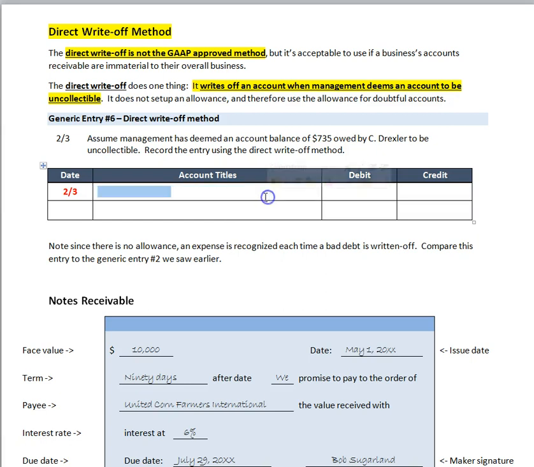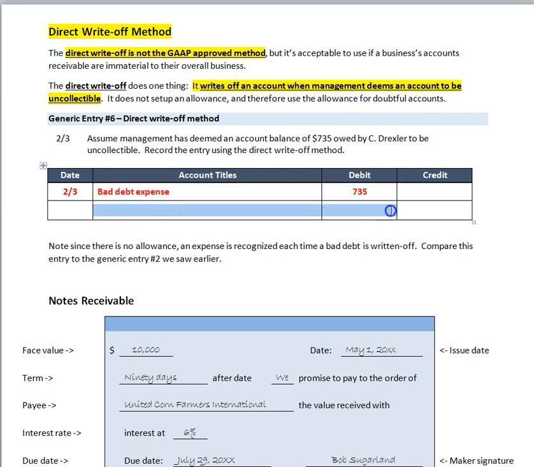Alright, what this method does, management deems this account to be uncollectible. We don't have an allowance set up, so at this point under the direct write-off, we only have one choice to recognize as an expense. So we're going to hit bad debt expense here. If this was the allowance method, this account would be the allowance account because we would have set it up at year end. But this approach didn't set up an allowance, so it doesn't have an allowance to use here.